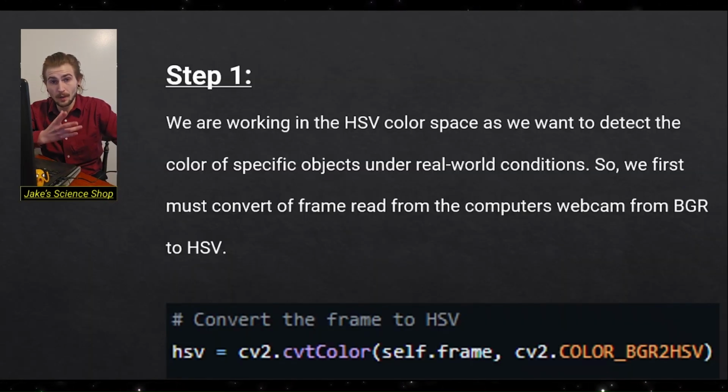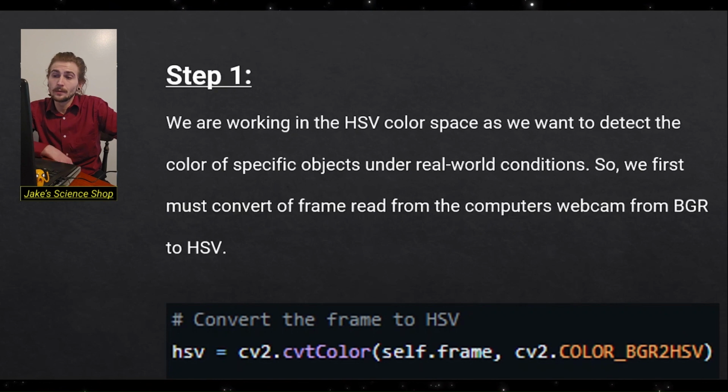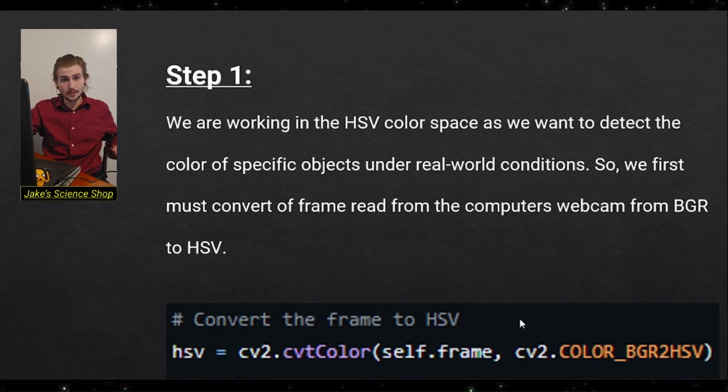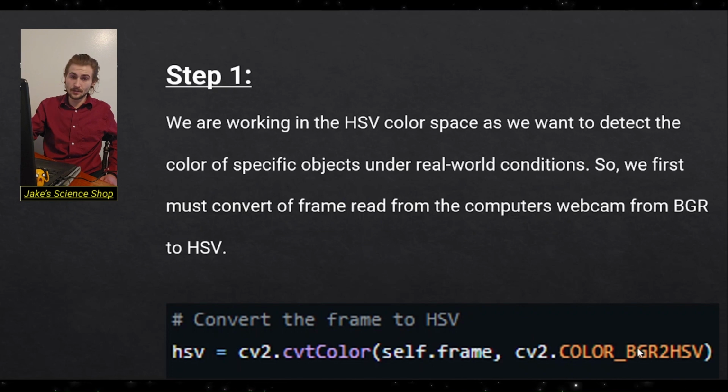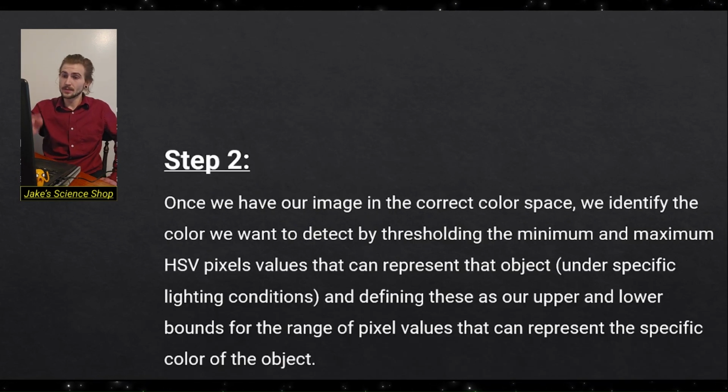So step 1 to binary masking. We are working in the HSV color space. So the first thing we've got to do no matter what is convert our input frame or input image into the HSV color space. We do this using the cv2.cvtColor method, and we convert the frame from BGR to HSV as specified in the parameters. That's step 1.